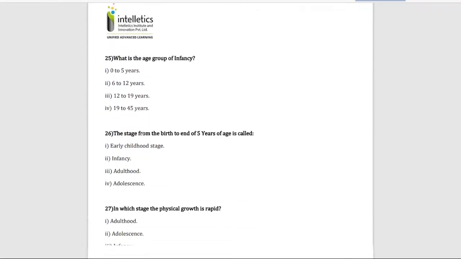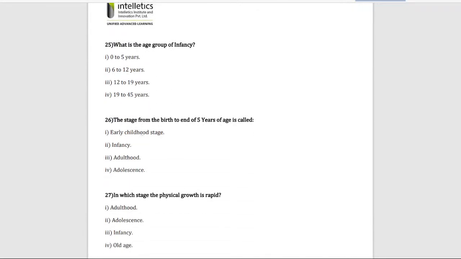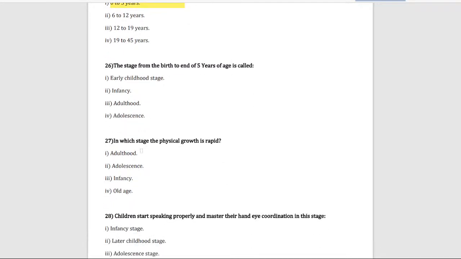Now, question number 25. What is the age group of infancy? First, 0 to 5 years. Second, 6 to 12 years. Third, 12 to 19 years. Fourth, 19 to 45 years. And the correct answer to this question is 0 to 5 years is the age group of infancy.